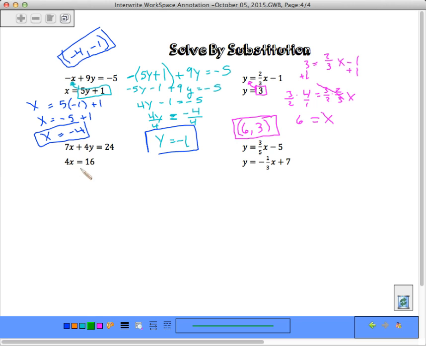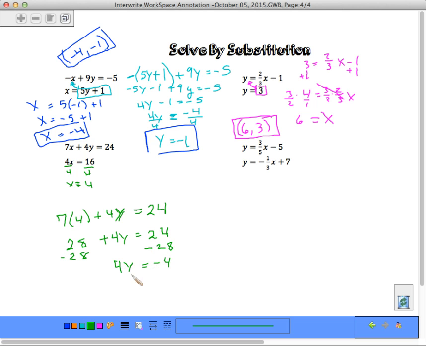All right, let's check out this next one. Okay, this bottom one is almost solved for x. So to get it solved for x, I could divide by 4, which would give me x equals 4. Now that I have that, it's a lot easier. I can just plug that in for x up here. So I'm going to have 7 times 4 plus 4y equals 24. Okay, this is 28 plus 4y equals 24. Subtract 28. And I get 4y equals negative 4. Divide. And I get y equals negative 1. And I already know x is 4, so my final answer is 4 comma negative 1. And that's my answer.